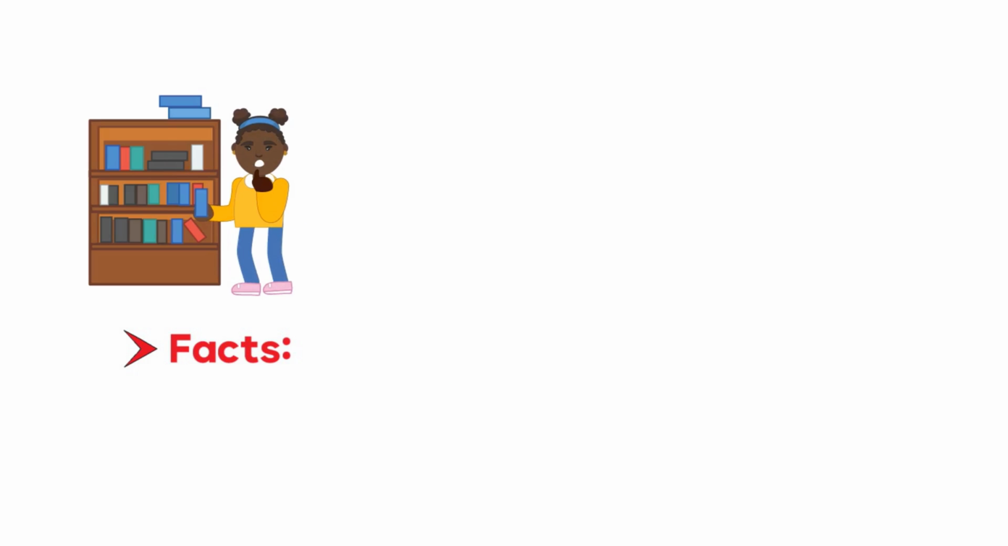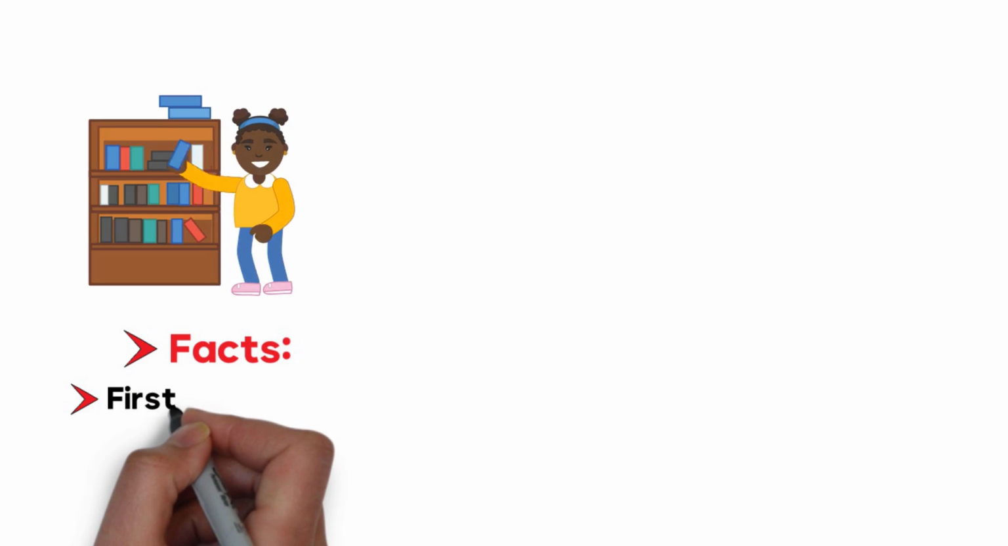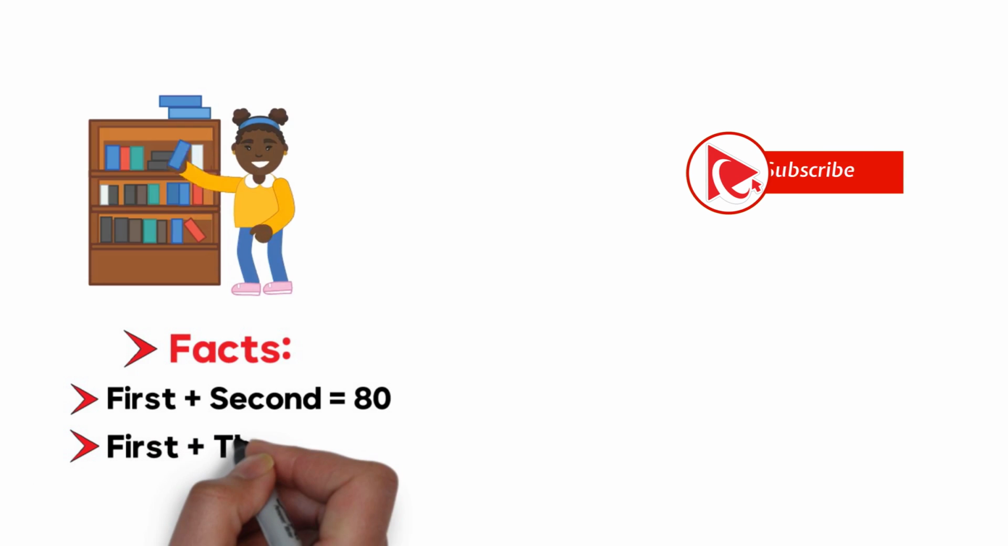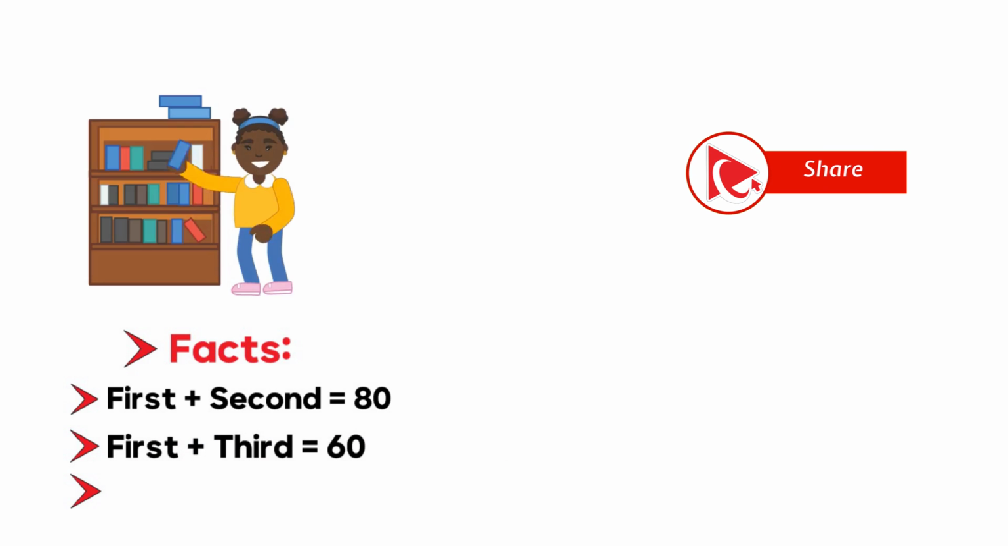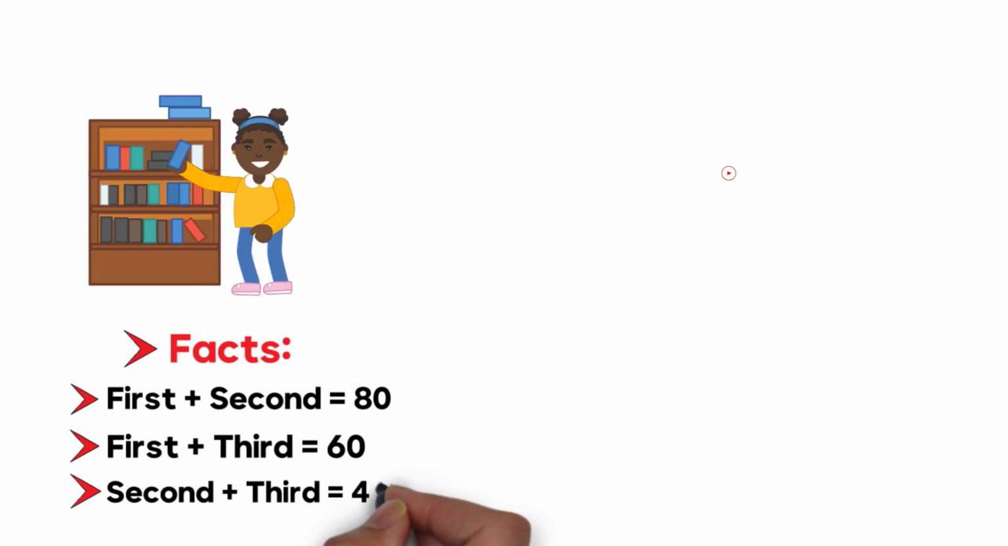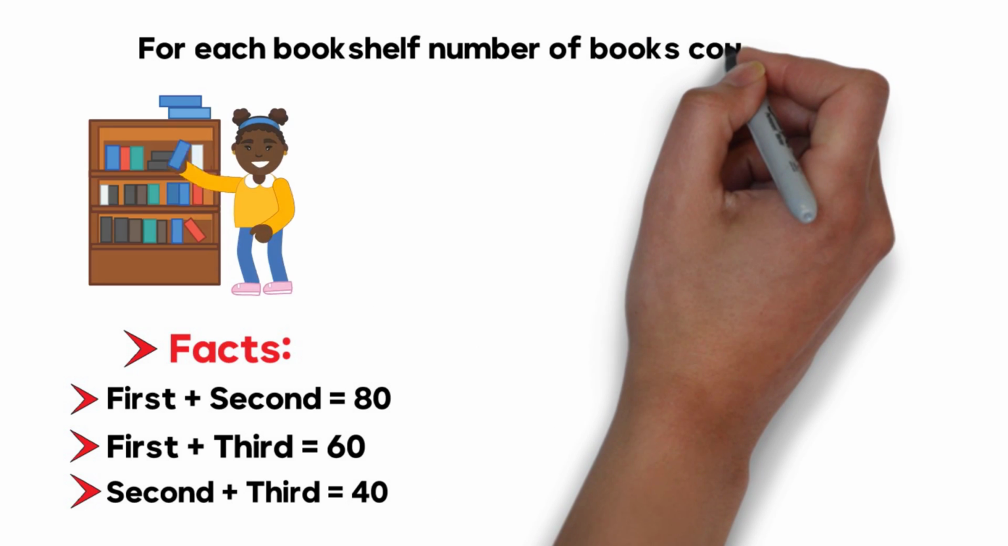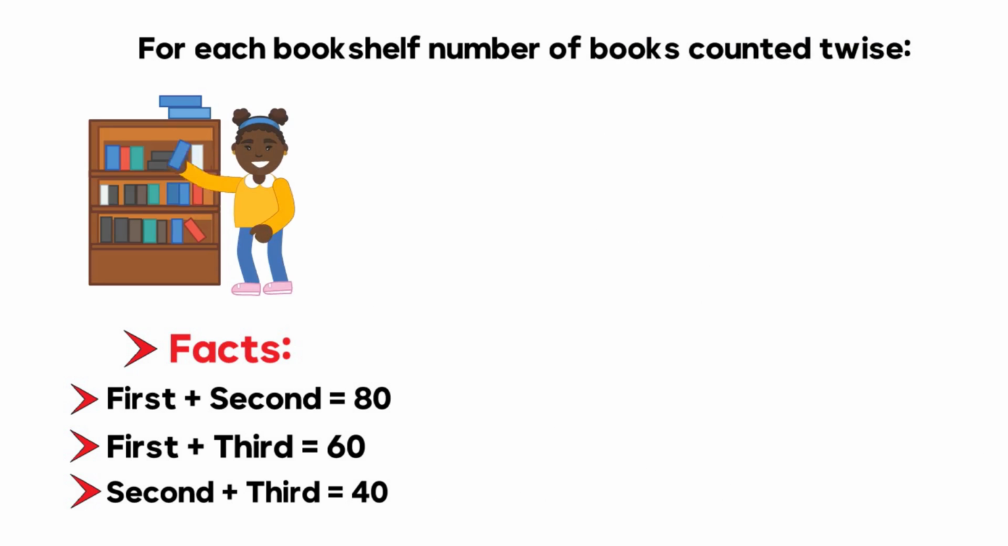And the facts is that on the first and second bookshelves, we have 80 books. On the first and third bookshelf, we have 60. On the second and third, we have 40. And what's interesting about this fact is that each bookshelf is presented here twice. First is twice, second is twice, and then the third bookshelf also appears in these calculations twice.